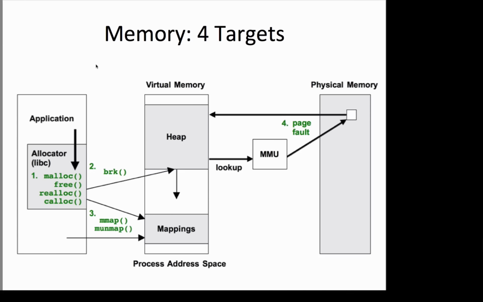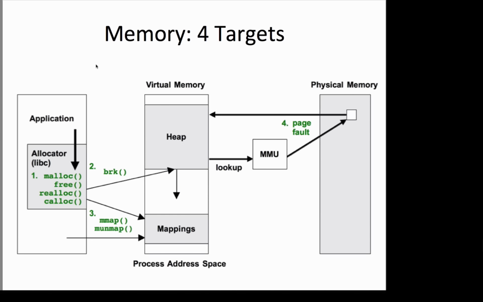Memory. So for memory tracing, I've drawn a nice diagram to show there are 4 targets that we can attack. So if you want, you can trace at the allocator level, like malloc, free, realloc, calloc, and friends. Or you can trace breaks, so when you extend the heap.